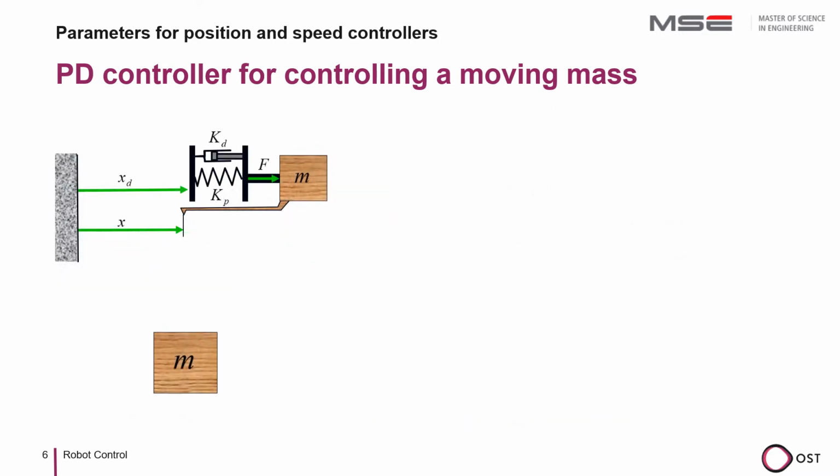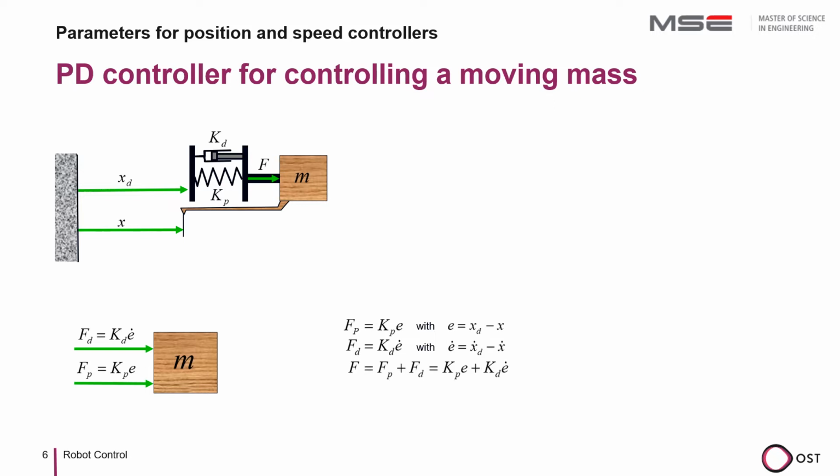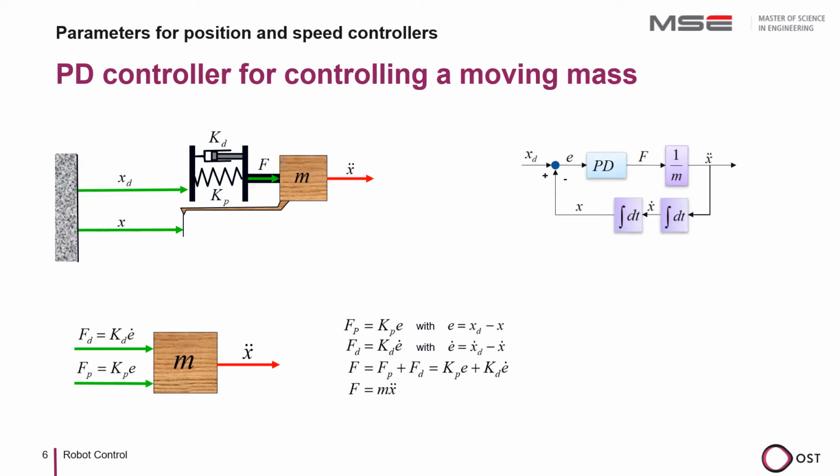If we look more closely at the forces, we see that the force of the spring Kp times E and the force of the damper Kd times E dot act on the mass and together give the resultant force F. This resulting force leads to an acceleration which fulfills Newton's laws. The force is therefore mass times acceleration. This system can now be represented as a controller flowchart, which we already got to know in the video Robot Control Overview in the chapter about PD controllers.